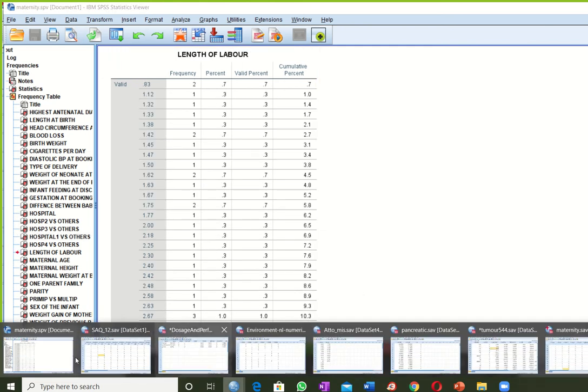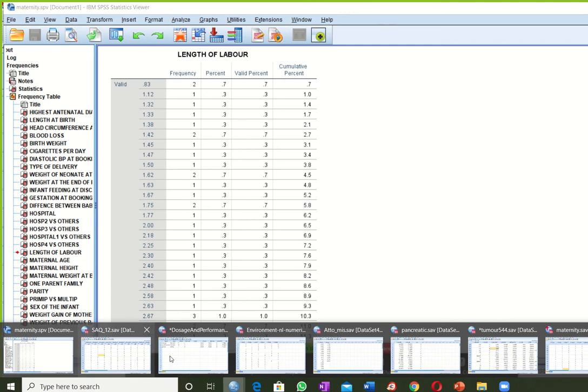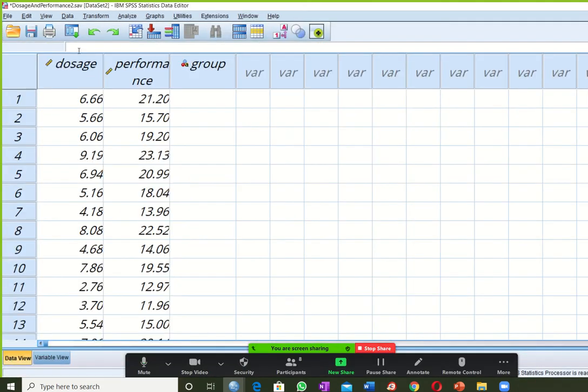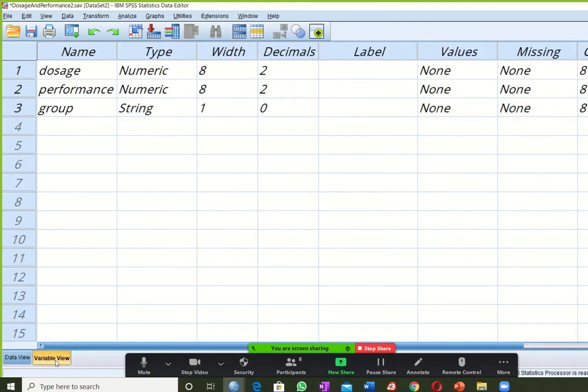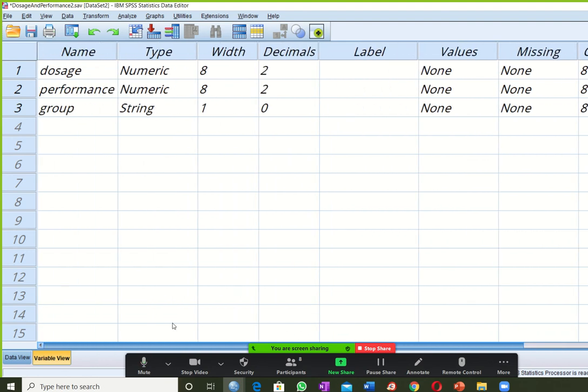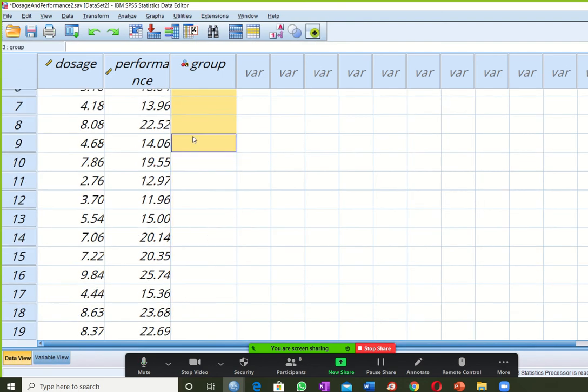Okay, so here, this was the maternity. I have some other open SPSS documents here. Let me see. These are the dosages, performance, and group. You can see it. These are all scale. And here, let us look how it's defined. Group is defined as nominal. Interesting, nominal. Let us see, but it's missing. This is not finished.